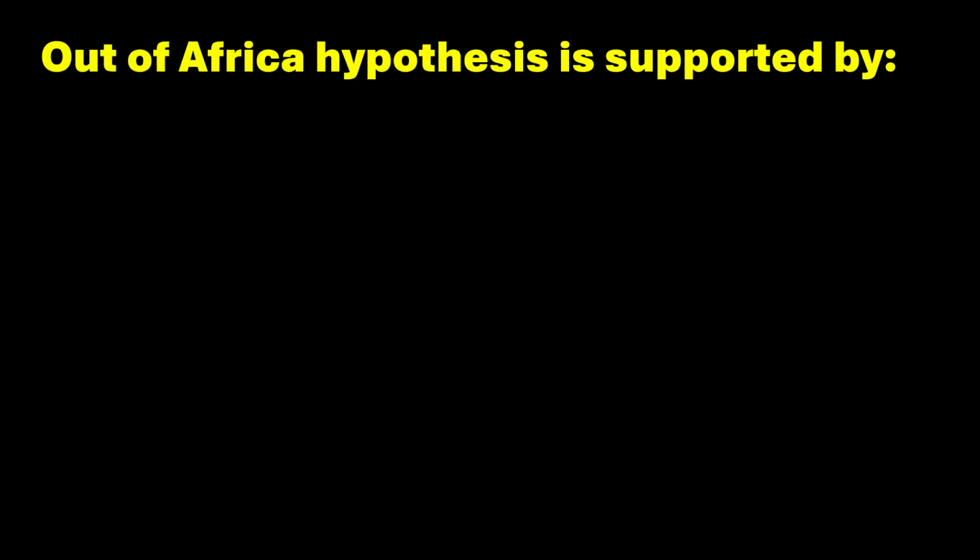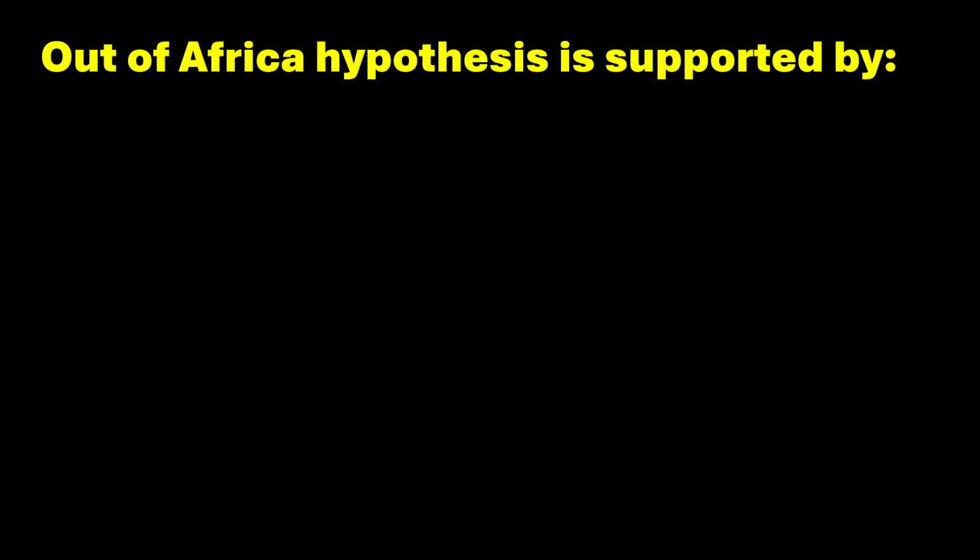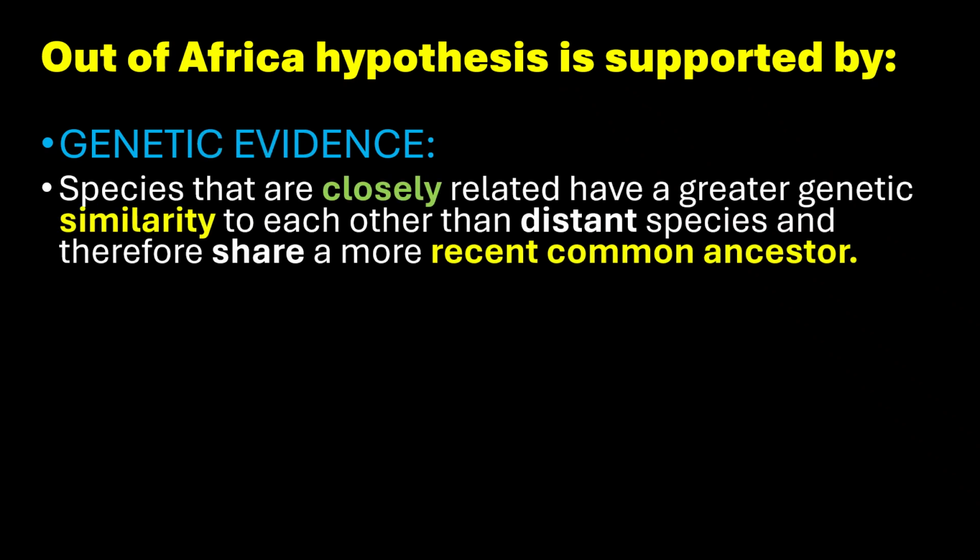Now we need to also know the evidence supporting the Out of Africa hypothesis. We have genetic evidence, and then we have fossil evidence. These are the two types of evidence that support the Out of Africa hypothesis. Then we need to look at the genetic evidence. Scientists say species that are closely related have greater genetic similarities to each other than distant species, and therefore they share a more recent common ancestor.